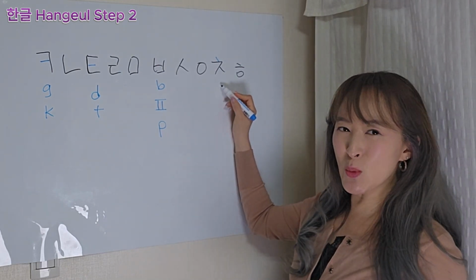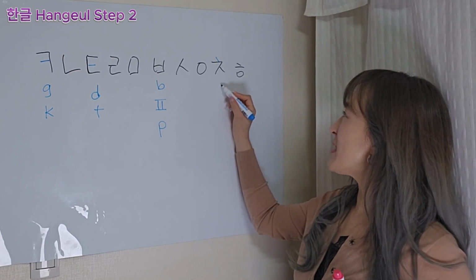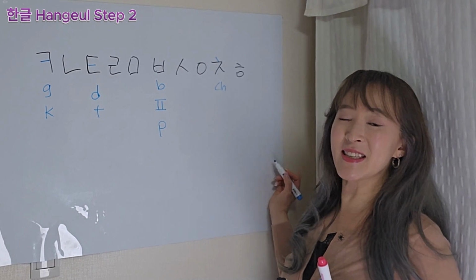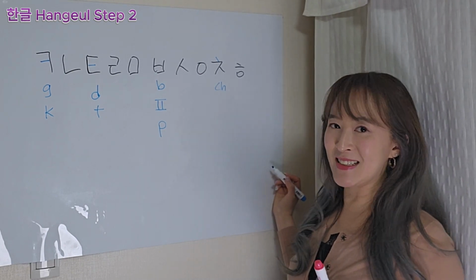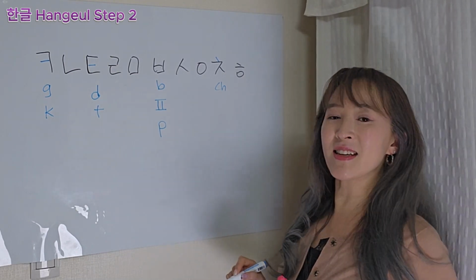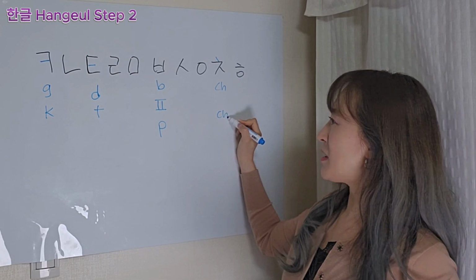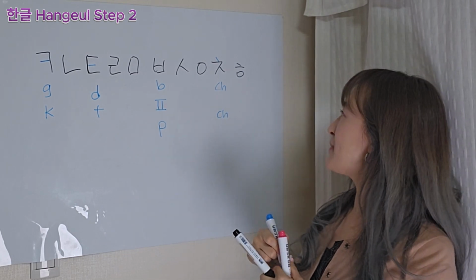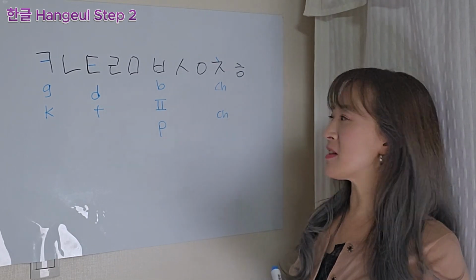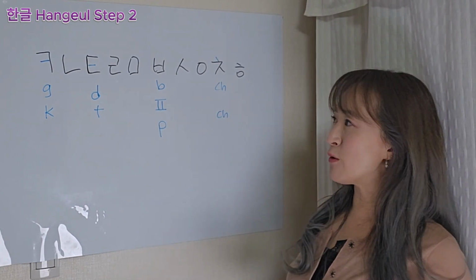Jiut was like the sound between CH and J, right? And now this time it makes the complete CH sound. Jiut, jiut, right? So this is the t sound. Maybe I should put it here. Okay. So this is the ch sound. So only these 4 have the stronger sounds.